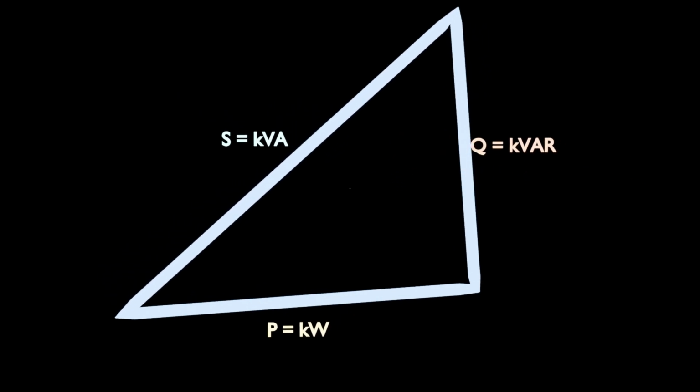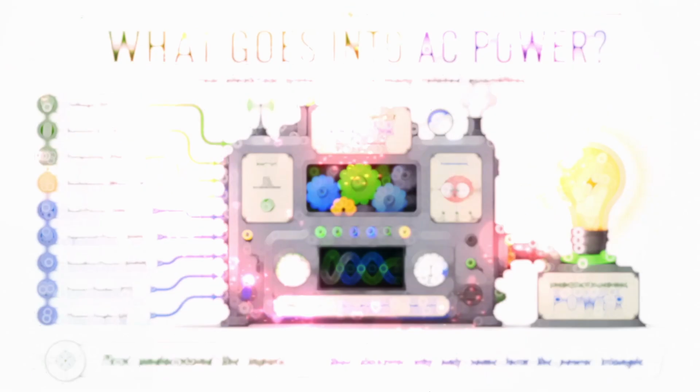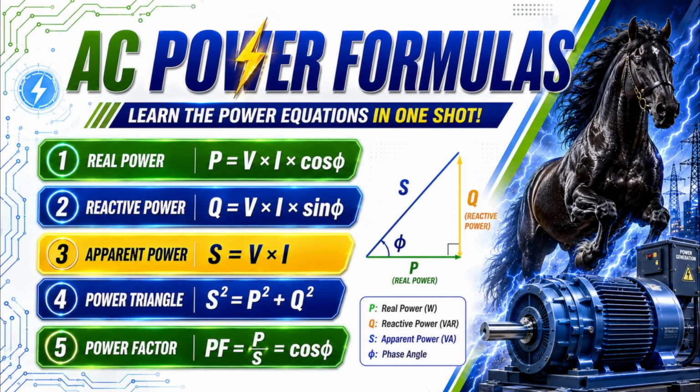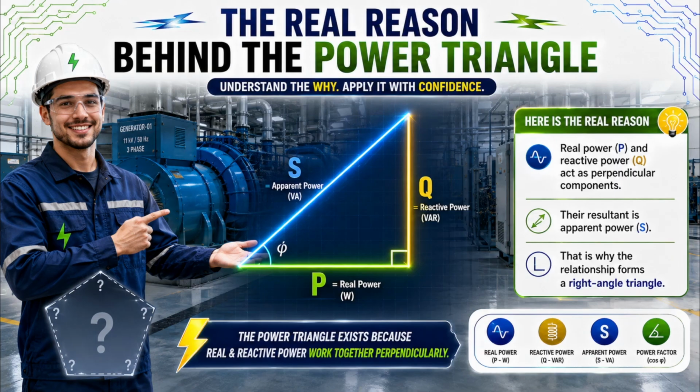So let's get started. Now look at this carefully. In one AC system, we have voltage, current, frequency, real power, reactive power, apparent power, power factor, and phase angle. They all belong to the same electrical system. But when we explain power, only certain quantities suddenly form a triangle. Why those quantities? Why not a square? Why not a pentagon? The shape should come from the electricity, not from our imagination. So let's find out why the power triangle really exists.